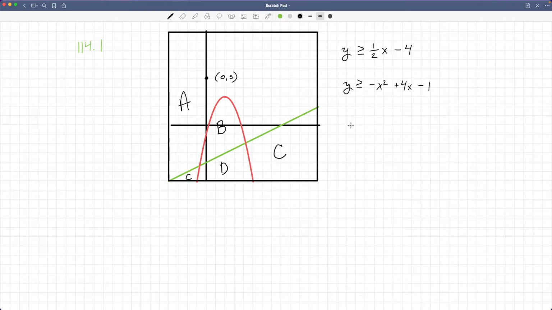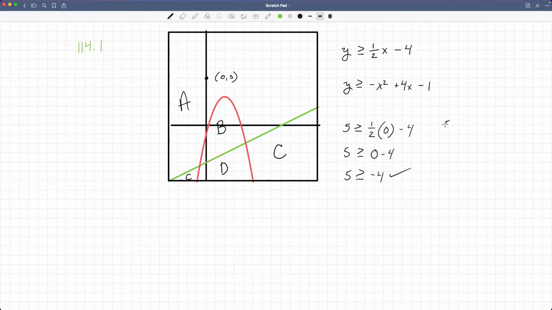So let's do the first one, which is going to be 5 is greater than or equal to 1/2 times 0 minus 4, because that's what we have here. So 5 is greater than or equal to 0 times that is 0, minus 4. 5 is greater than negative 4. So that is a true statement. So let's try this one.